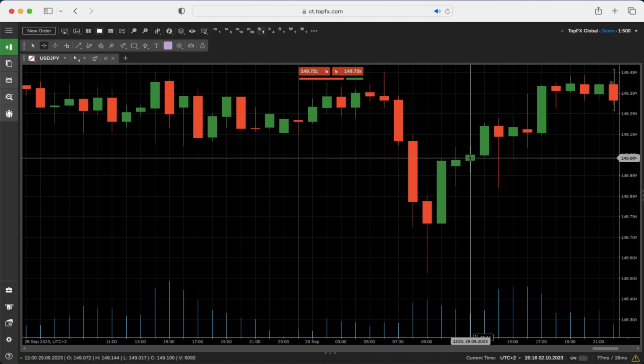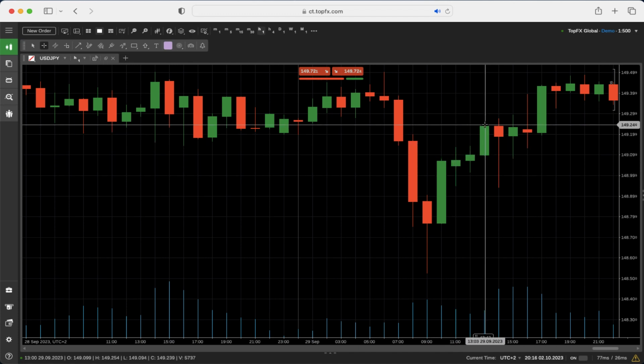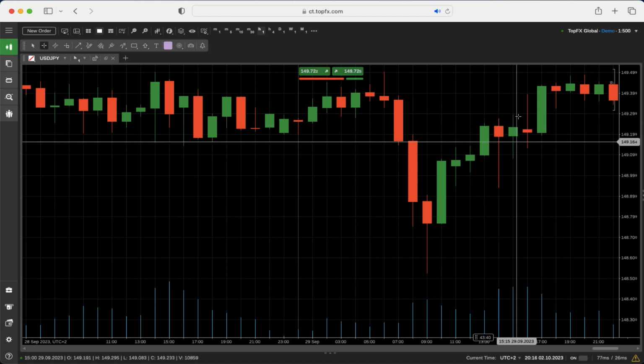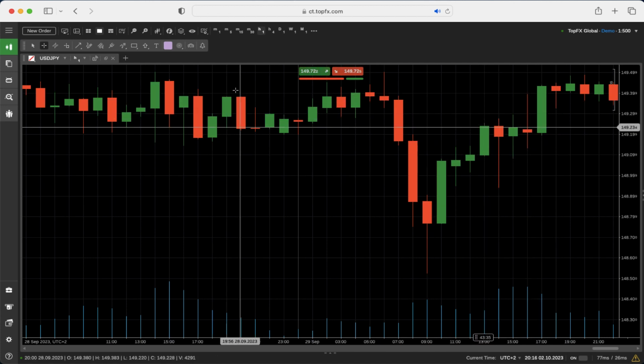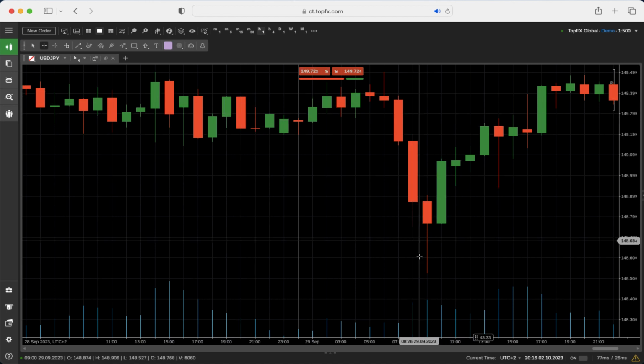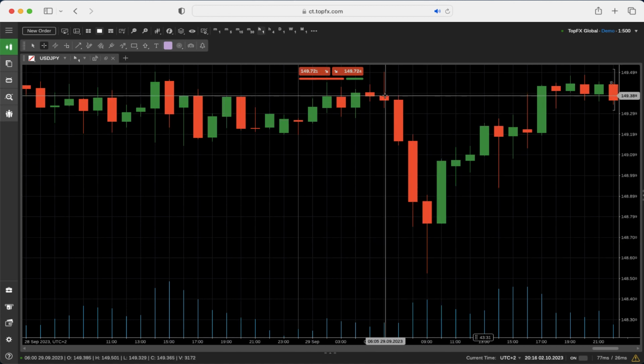confirmation, extension, extension, and so on and so on. Okay, so we got bearish engulfing, we have bullish engulfing, we have pin bars.